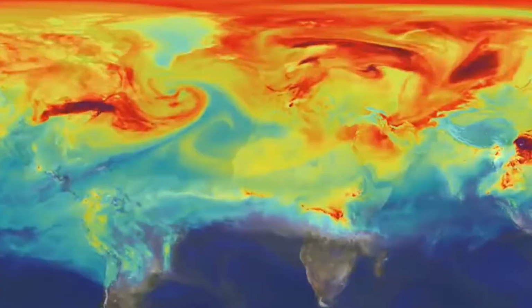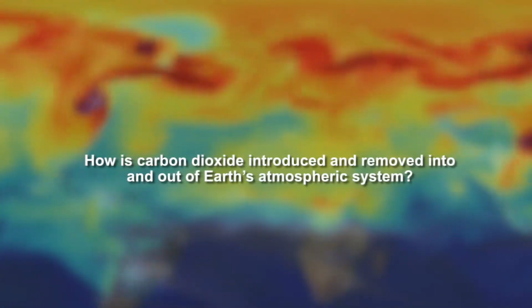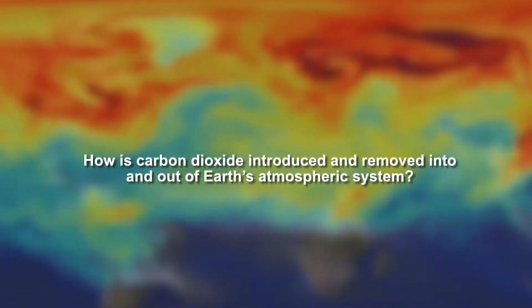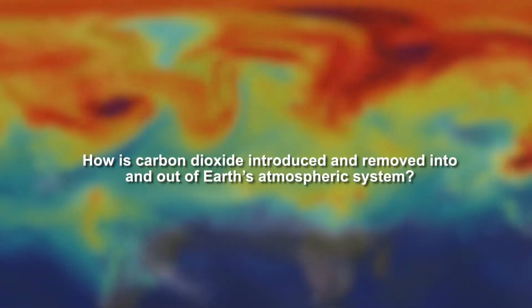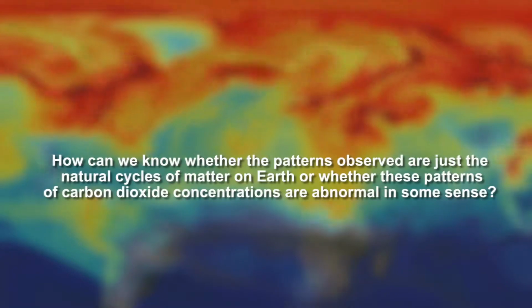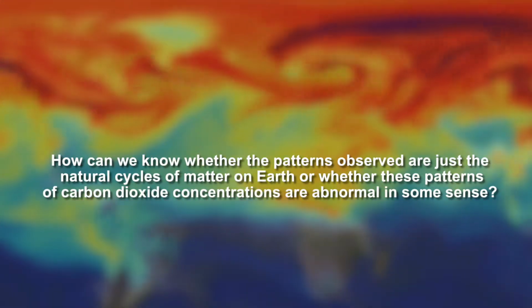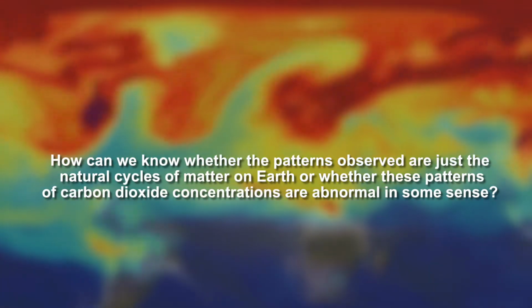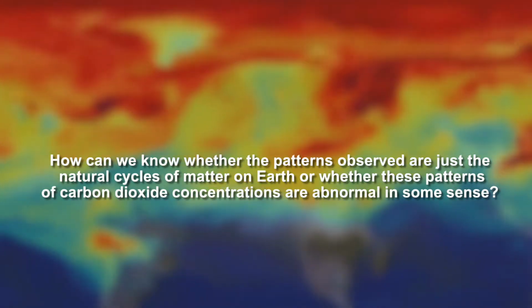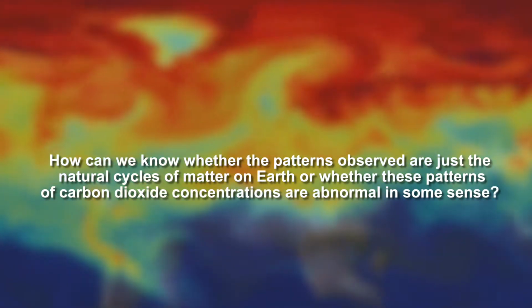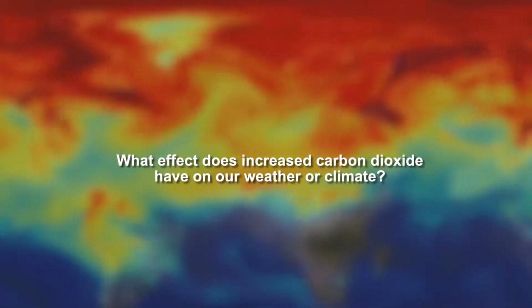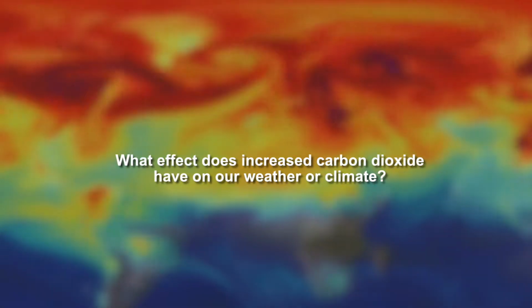Welcome back. So I'm sure your group was able to come up with a number of questions. Some of the questions I thought of were, how is carbon dioxide introduced and removed into and out of Earth's atmospheric system? How can we know whether the patterns observed are just the natural cycles of matter on Earth, or whether these patterns of carbon dioxide concentrations are abnormal in some sense? What effect does increased carbon dioxide have on our weather or climate? So in our activities today, we're going to answer many of these questions.